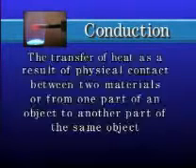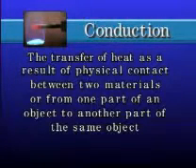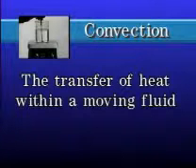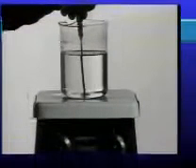With conduction, heat is transferred as a result of physical contact between two materials, or from one part of an object to another part of the same object. Another form of heat transfer is convection. Convection is the transfer of heat within a moving fluid. Convection can be divided into two categories: natural convection and forced convection.